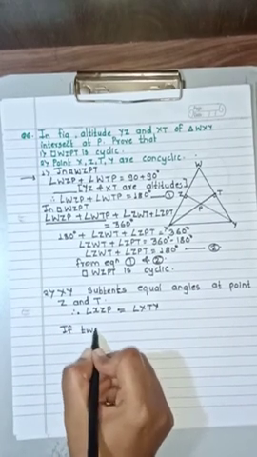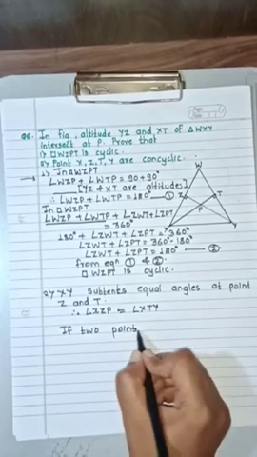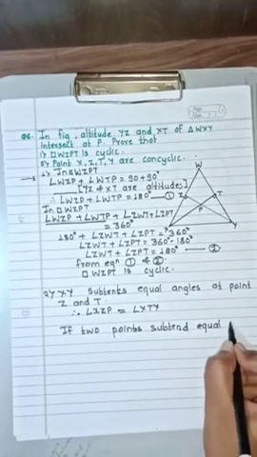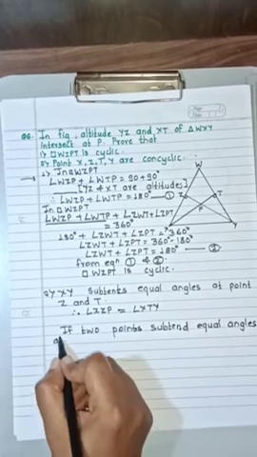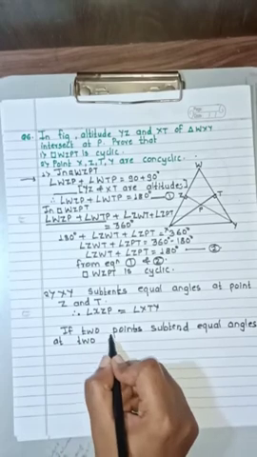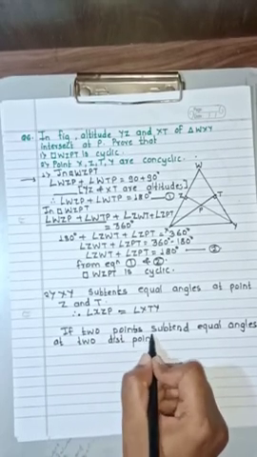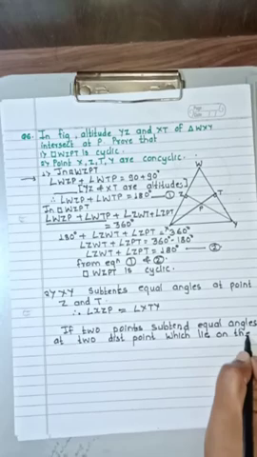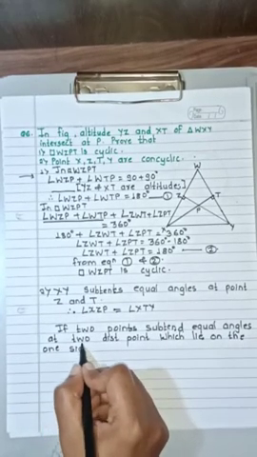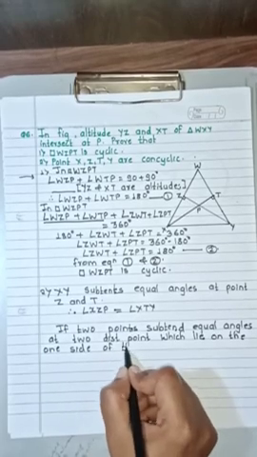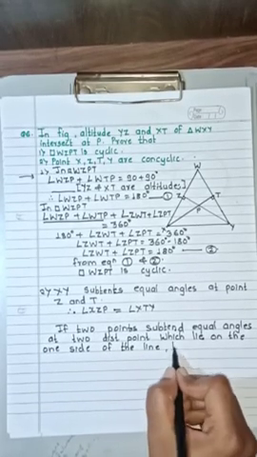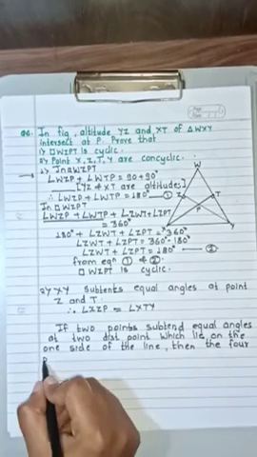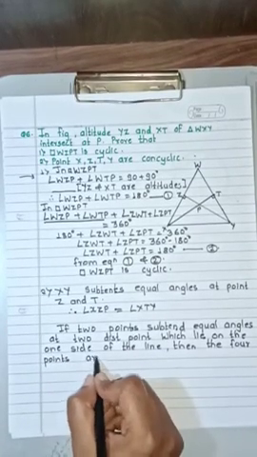If two points, that is X and Y, subtend equal angles at two distinct points which lie on one side of the line, then the four points are concyclic. Four points are concyclic.